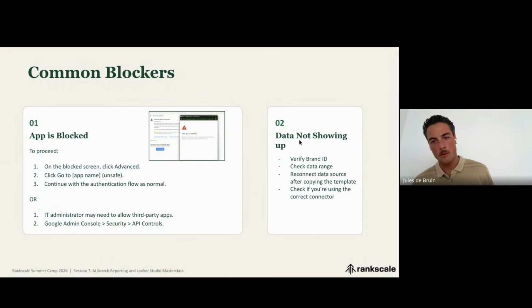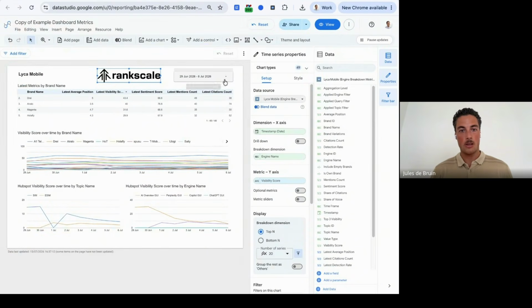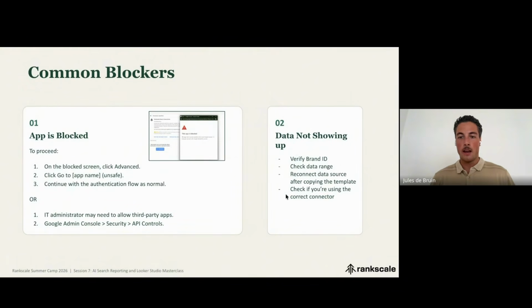And then the second thing we sometimes hear from our clients is, hey, the data is not showing up. Verify that you have selected the right brand ID and that there are no typos in there. Just copy it, paste it, so you skip all these potential failure points. Check the data range. That is something that we already saw within my dashboard. It only had data for a few days. It could be, for example, that your date range is fully not including any data. So make sure that you have selected the right data range. That is something that you can check here. Reconnect the data source after copying the template, and also just check that you're using the correct connector.